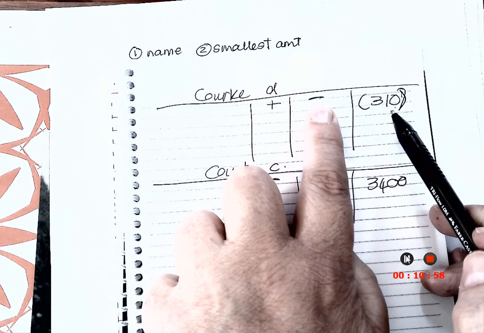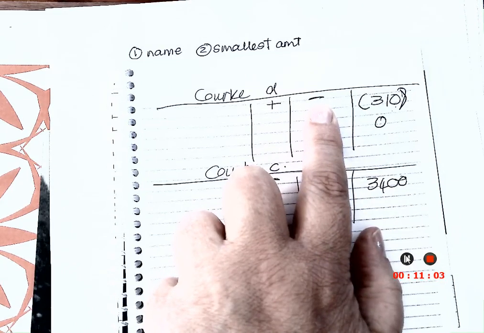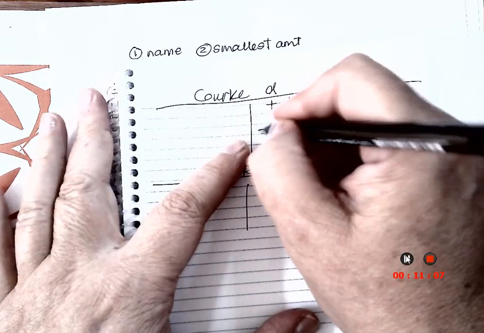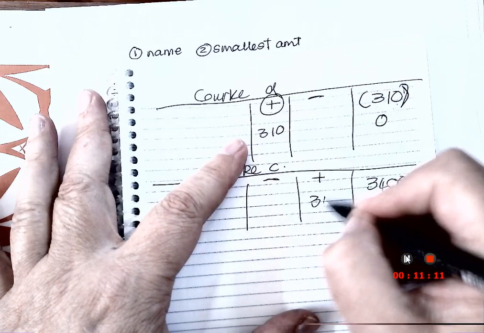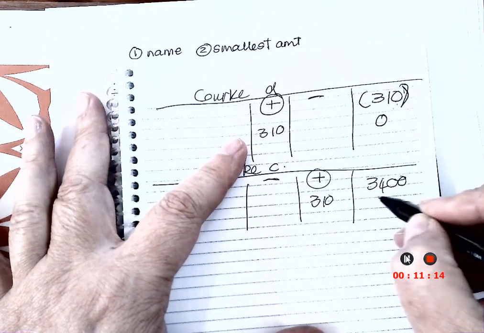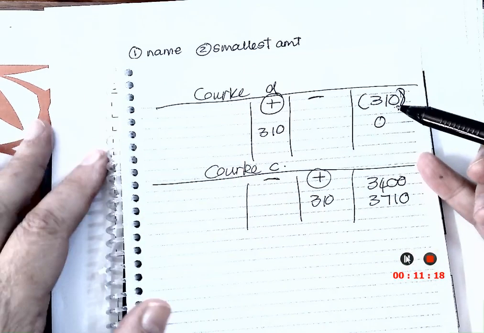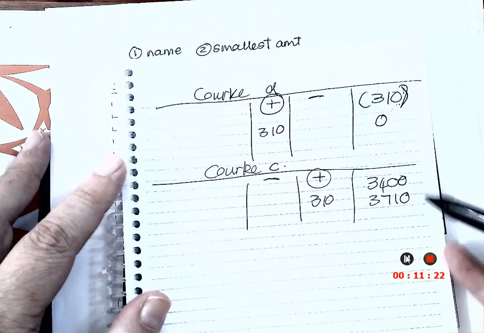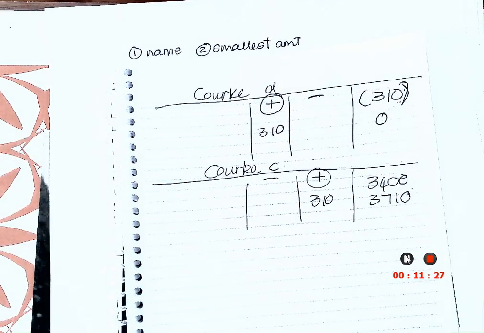How will I get this to be 0? I'm going to plus it. And if it's here a plus, it's going to be here a plus. Which makes sense, because if you think about it, he overpaid. So actually I owe him 310. I also owe him 34. So how much do I owe him in total? 37. Okay, you get it.